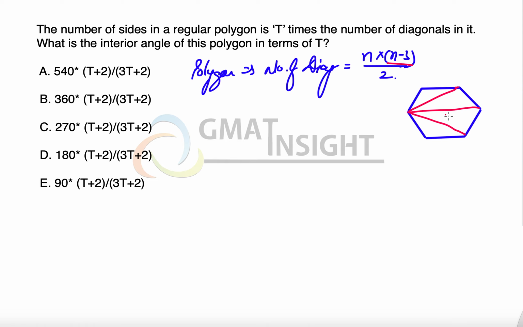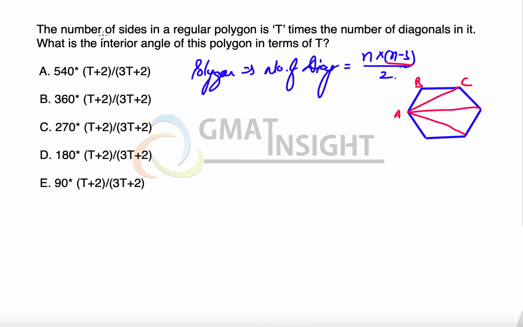But since every diagonal has been counted twice, because if we join A to C then it's counted once, when we count from C to A it is counted once again, whereas we have to count every diagonal exactly once, so we divide it by 2. So that gives us the total number of diagonals that we have in case of any regular polygon.